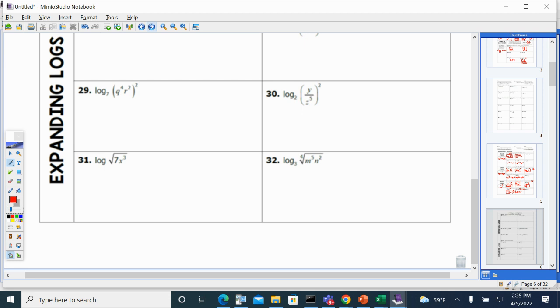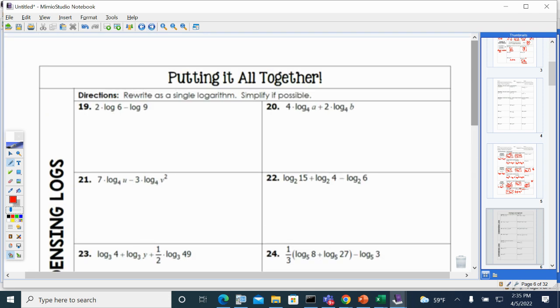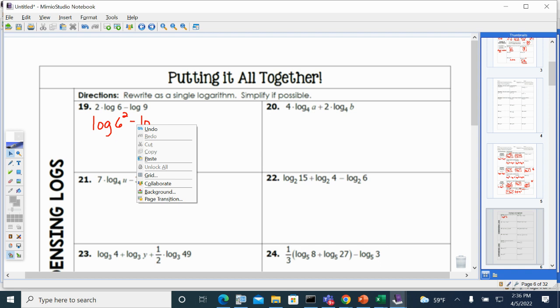All right, let's move on to the next page here. Putting it all together, the directions say rewrite as a single logarithm, simplify if possible. So looking at number 19, there's a lot of things going on. I see the minus in between, which means there's division. And I also see the 2 in front of the log of 6. So what I'm going to do first, exponents become that first step in order of operations. So we need to make sure we take care of those first. And that's exactly what that is. That product is actually an exponent. So 6 squared is 36.